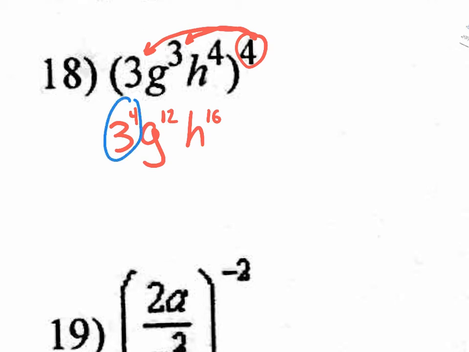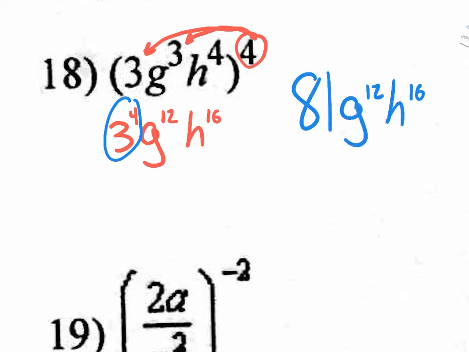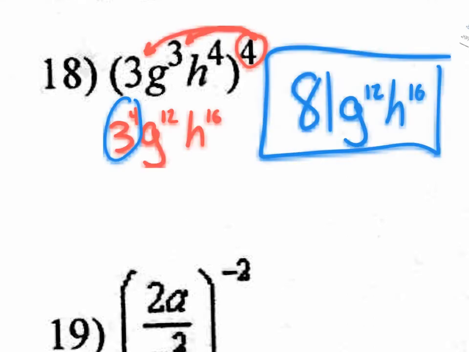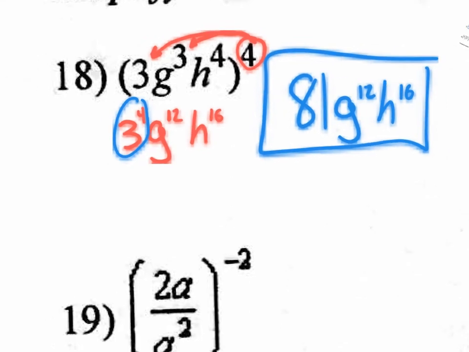81. Because, and if you don't know it, calculator, right? 3 times 3 is 9. 9 times 3 is 27. 27 times 3 is 81. And we still have the g to the 12th, the h to the 16th. Sarah, you agree with that? Let's move on to number 19.